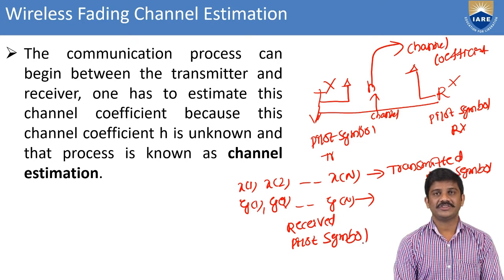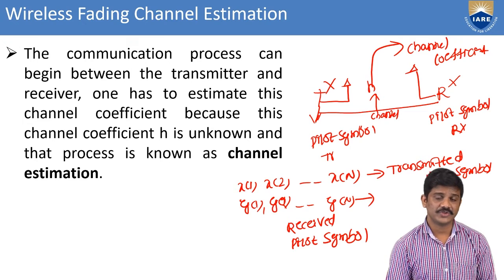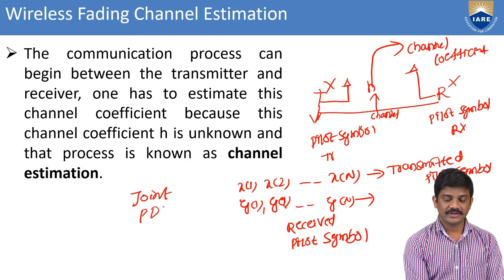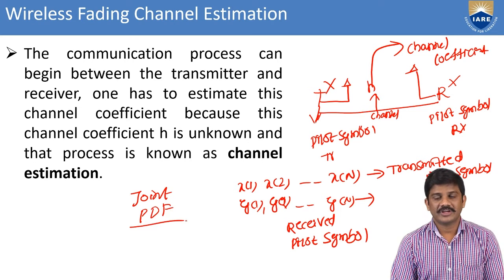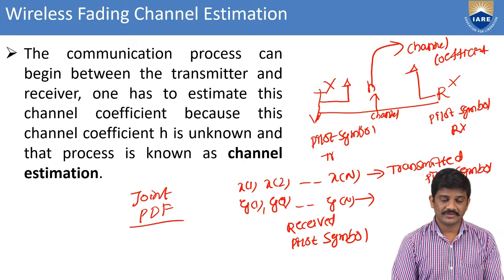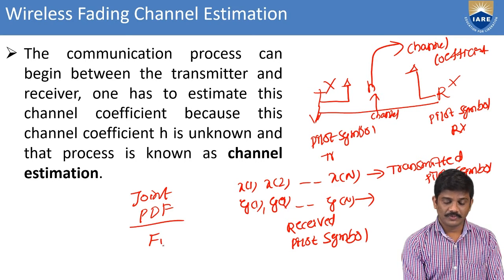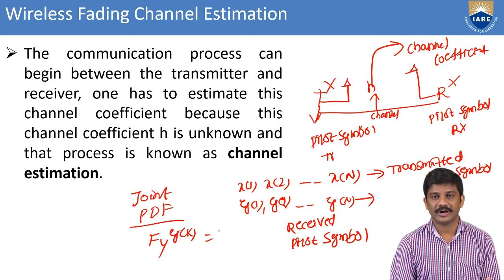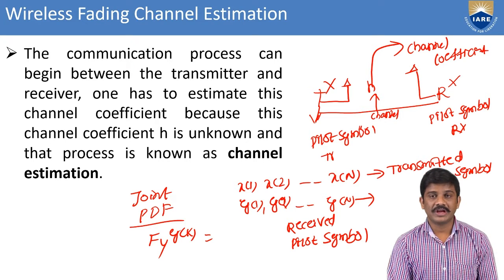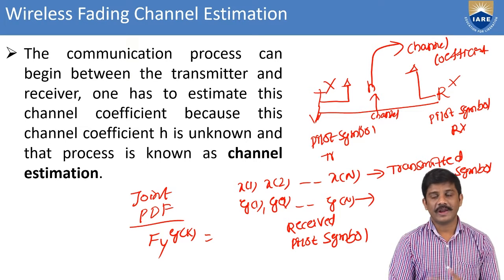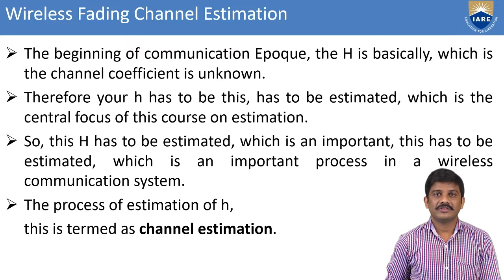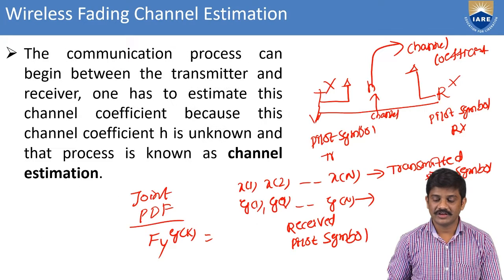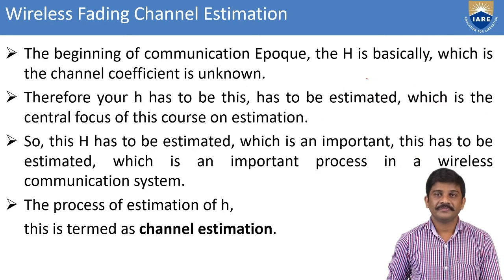In the previous session, for the same wireless fading channel estimation, we took the joint PDF, that is, the joint probability density function. We can also find f of y and y of k in this joint probability density function, and then go with the individual functions. The unknown parameter, which we see at the beginning of the communication, is H, the channel coefficient.